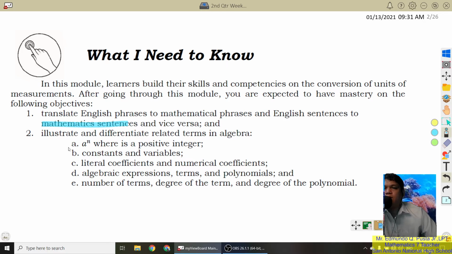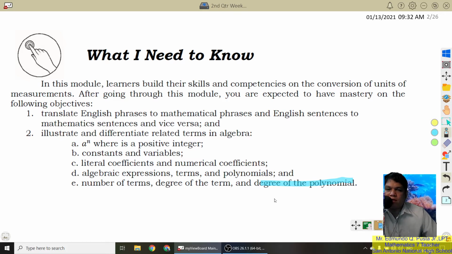So what are those? So the first one, we have a raised to n, where a is a positive integer. Okay? And then the second one, we have the constants and variables. Okay, so what are constants? What are variables? The literal coefficients and numerical coefficients. And then we have the algebraic expressions, terms, and polynomials. And number of terms, we have the degree of the term and the degree of the polynomial.